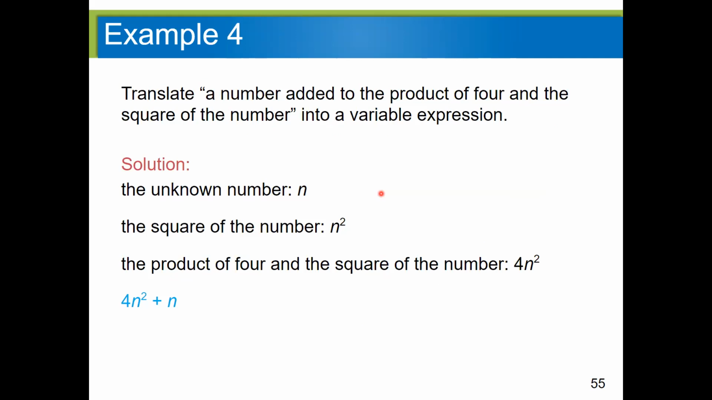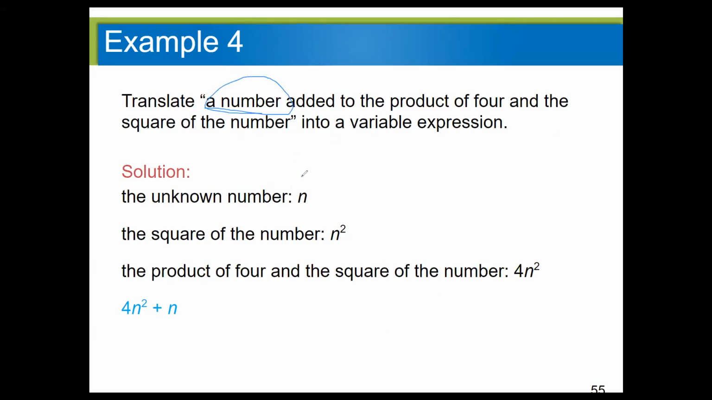Translate a number added to the product of 4 and the square of the number into a variable expression. What does all that jazz mean? A number added to the product of 4 and the square of that number. Well, a number is a variable expression because we don't know what that number is. We just know that's a number, right? So we pick a variable to describe a number. We call that n. Cool. What's the square of a number then? Well, the square of a number is the square of the number.